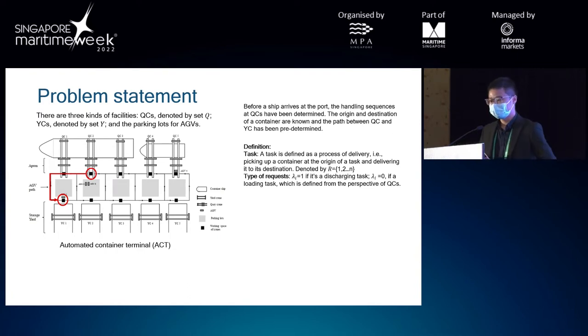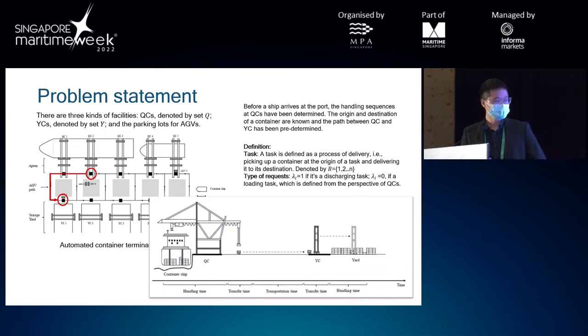Before introducing the problem, I have to define some basic definitions. First one is a task. A task is defined as a process of delivery. It is to pick up a container at the origin of a task and deliver it to the destination. We have two types of requests. First, it's a discharging task if the origin is a QC. If it is a loading task, then the origin will be a YC. Here is an example of a discharging task from the quay side to the yard side.